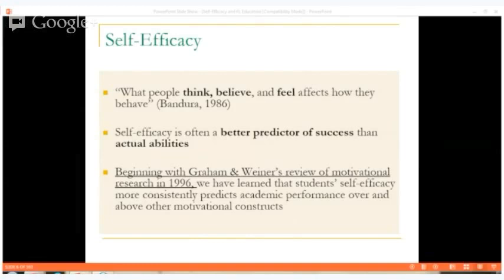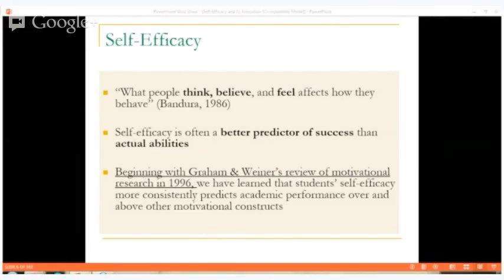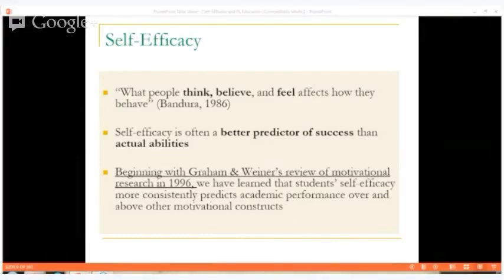Beginning in 1996, Graham and Weiner did an extensive review of motivational research in the educational realm, and they found that student self-efficacy more consistently predicted academic performance over and above other motivational constructs. So self-efficacy above and beyond anxiety, above and beyond perceived value, above and beyond self-concept, and other types of motivational constructs, self-efficacy was the biggest predictor of achievement.